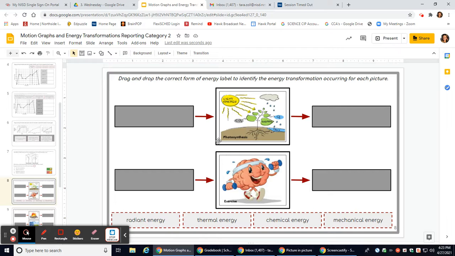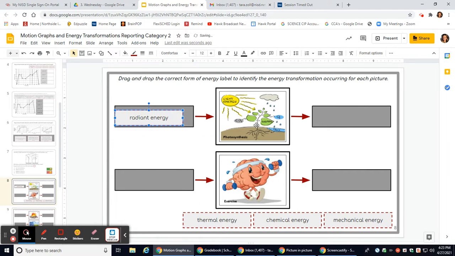Okay, here we're going to drag and drop the correct form of energy and label to identify the energy transformations occurring in the picture. So here we have light energy. So light energy we call radiant energy from the sun. Radiant energy is going to get transformed into chemical energy, food.